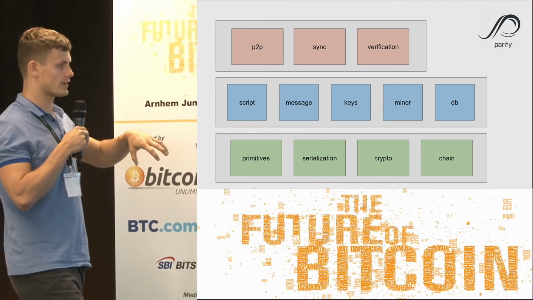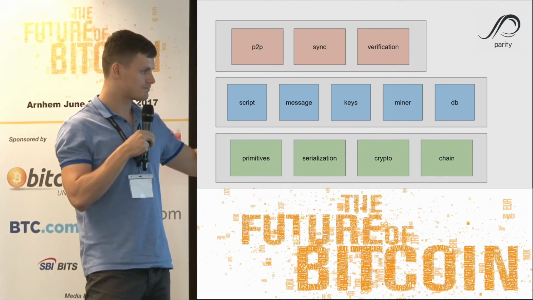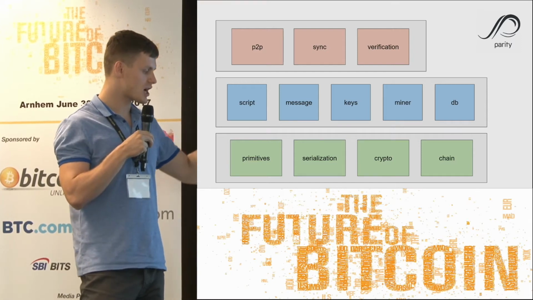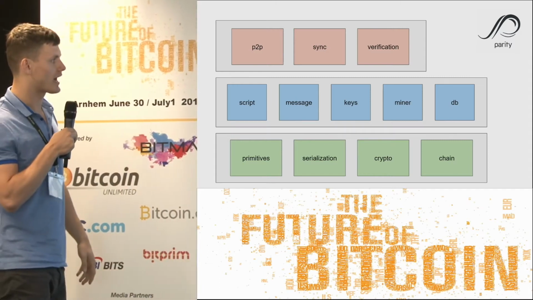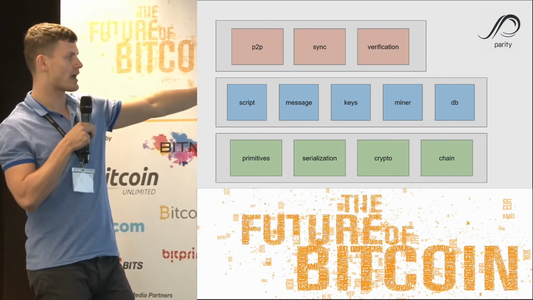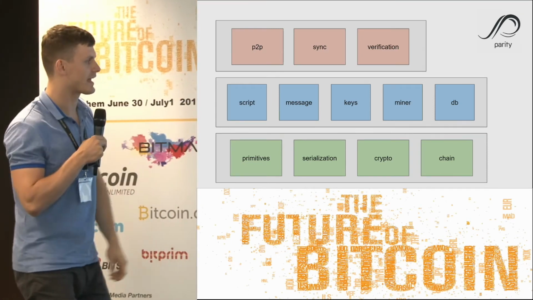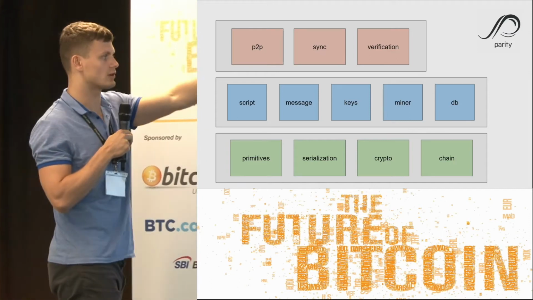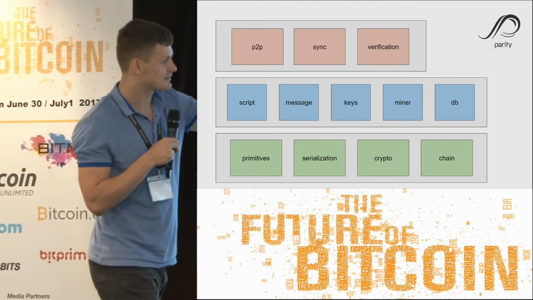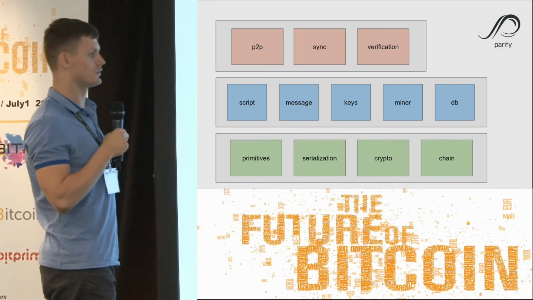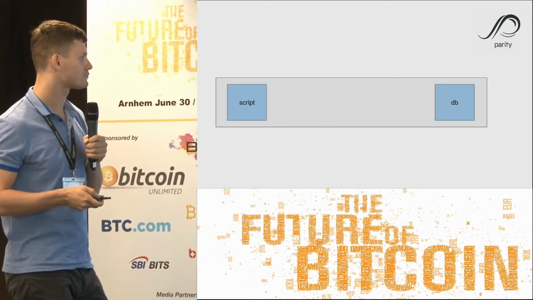Those modules are much more sophisticated, and all of them are almost totally independent from each other, and they utilize just this base layer libraries. And on the top of that, we have peer-to-peer syncing rules and verification. So the verification model, for example, just uses script interpreter, keys, and I think a database to check the previous transaction outputs.